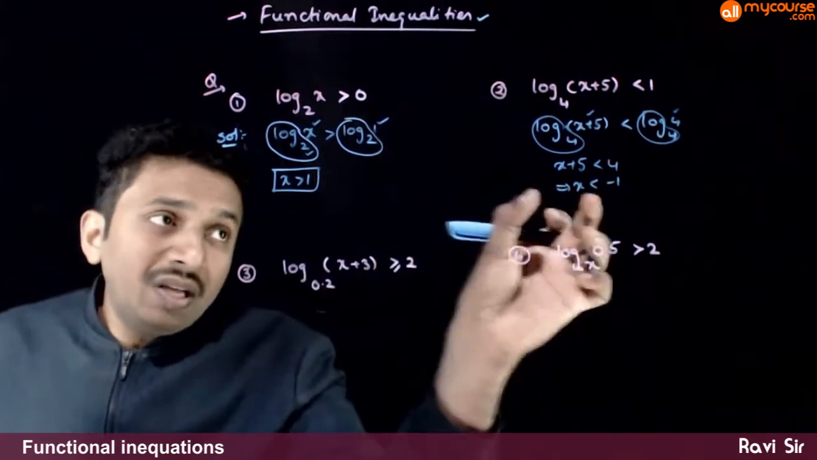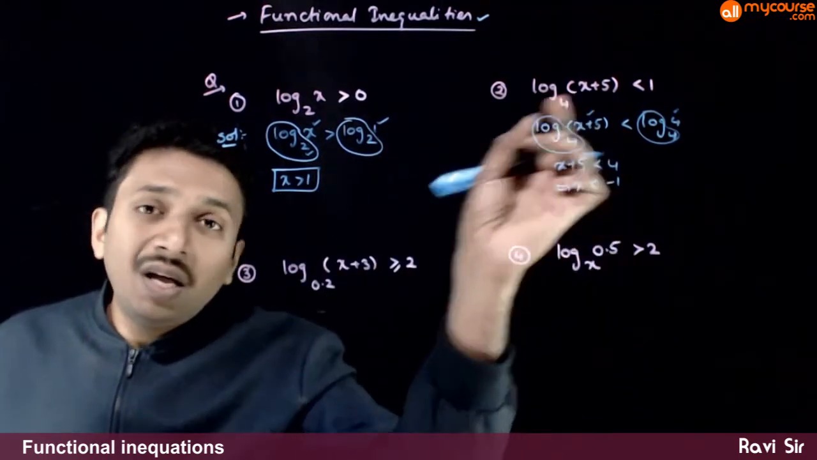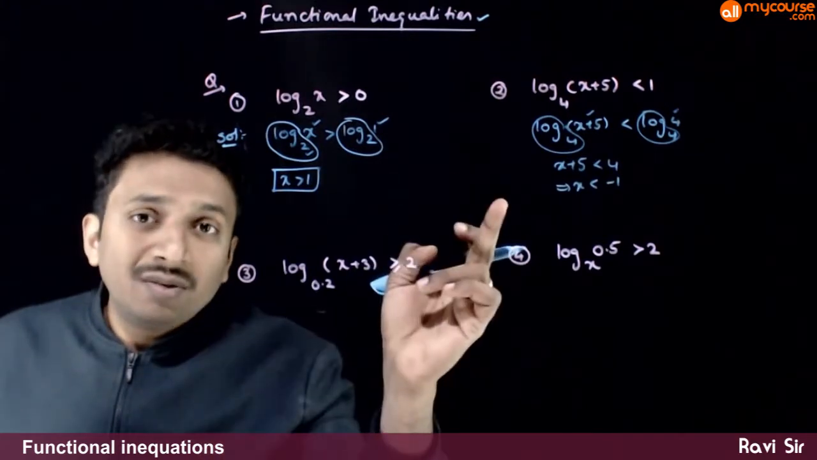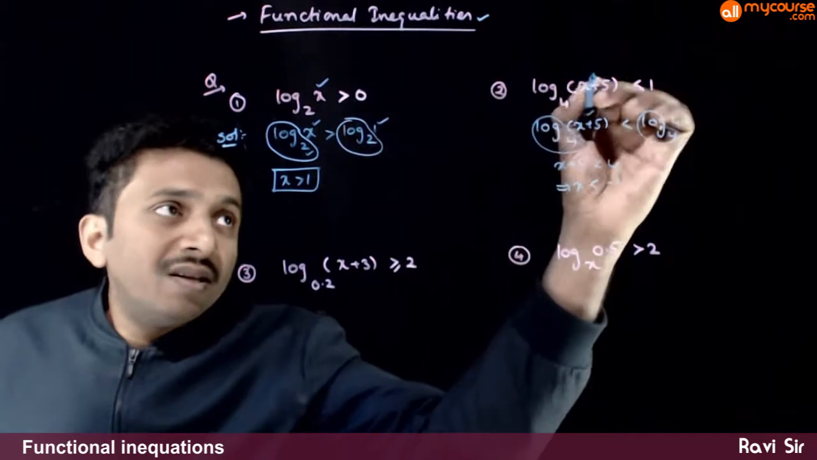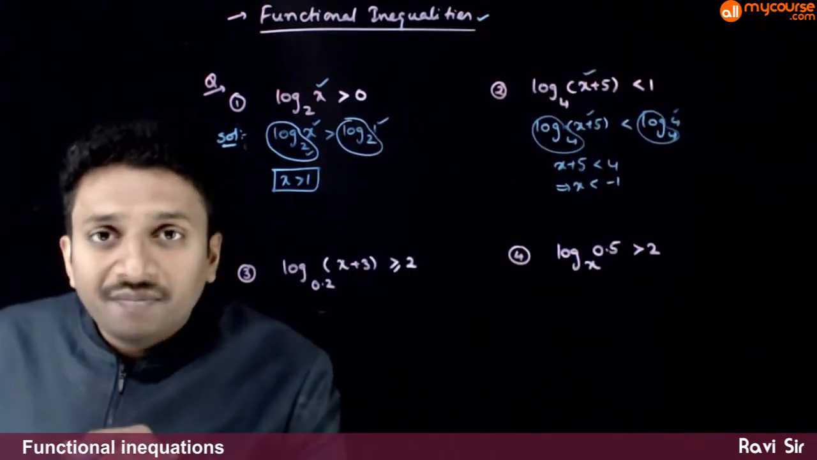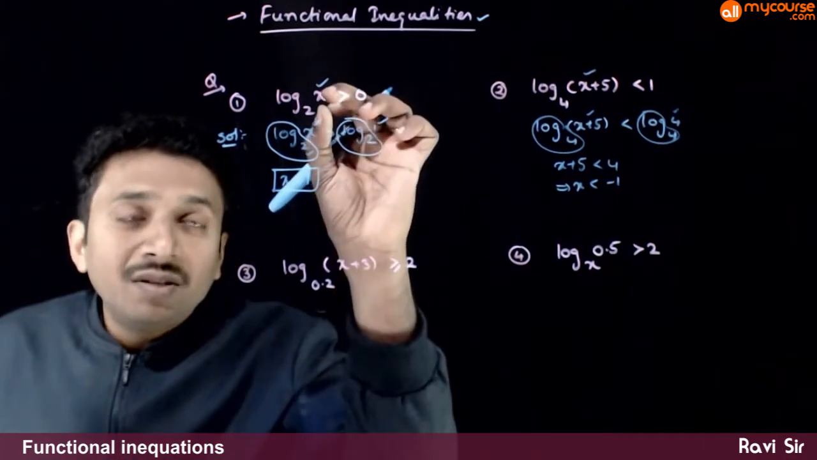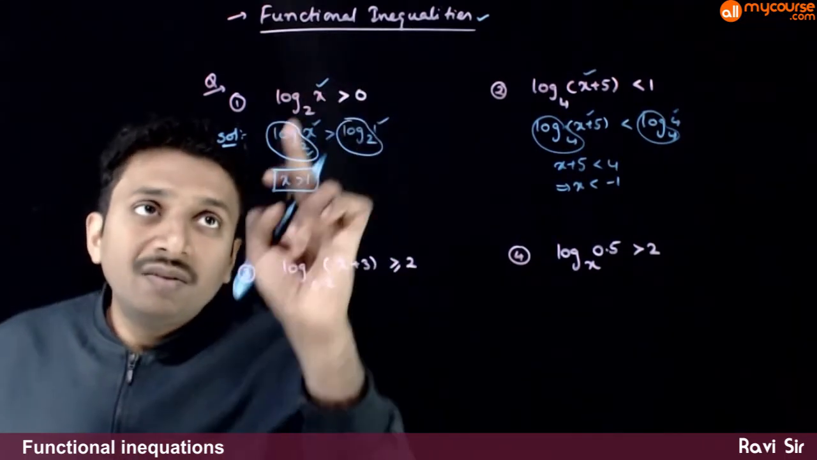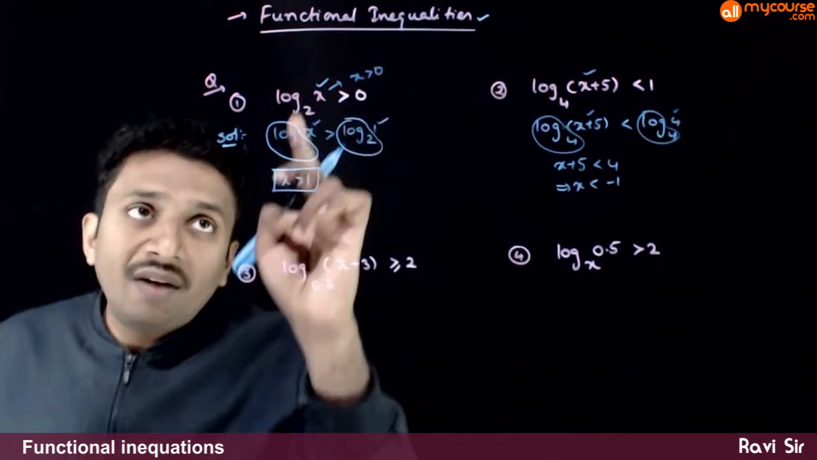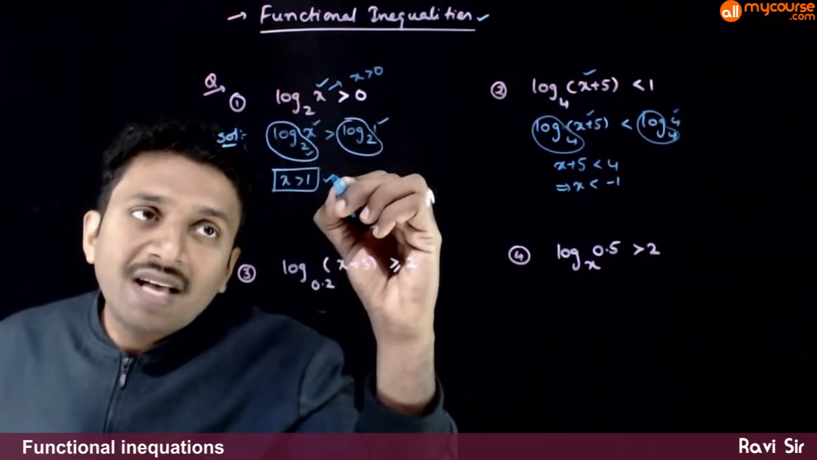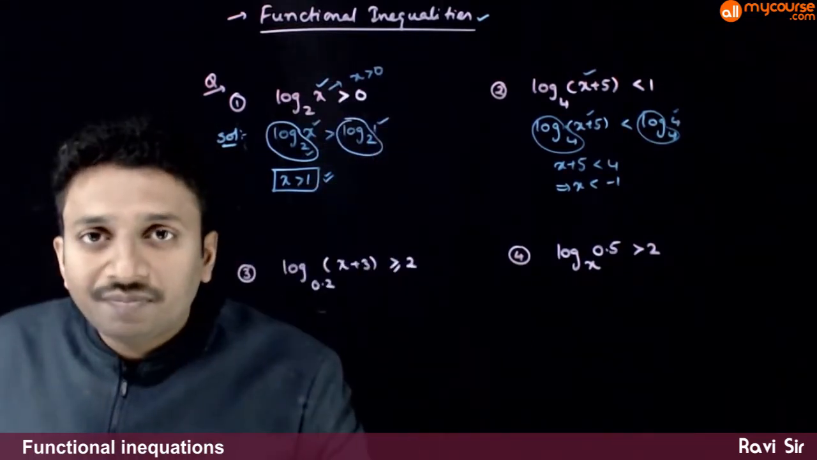So whatever I'm doing, these are the values of x for the inequality to be valid. If you want the complete answer, you also have to make sure that the log function is defined. That comes under the topic of functions. So what are the values of x for which log is defined? For log to be defined, x has to be greater than 0. And for this inequality to be valid, x has to be greater than 1. So the effective solution is x is greater than 1.